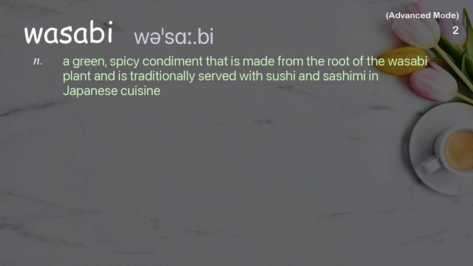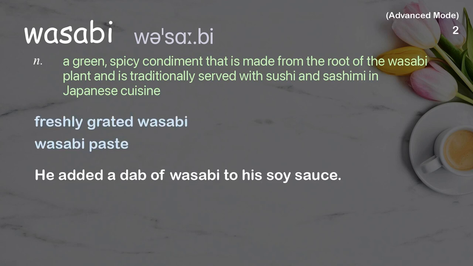Wasabi. A green, spicy condiment that is made from the root of the wasabi plant and is traditionally served with sushi and sashimi in Japanese cuisine. Examples. Freshly grated wasabi. Wasabi paste. He added a dab of wasabi to his soy sauce.